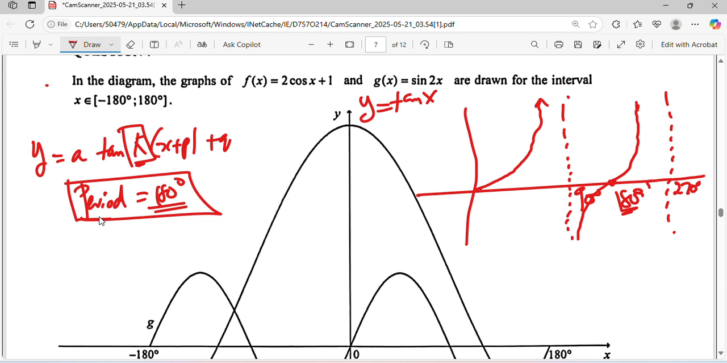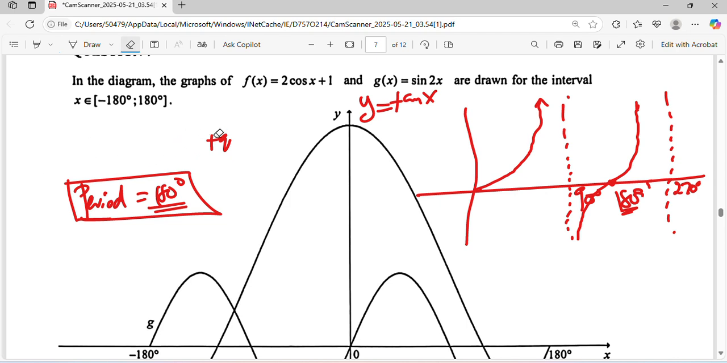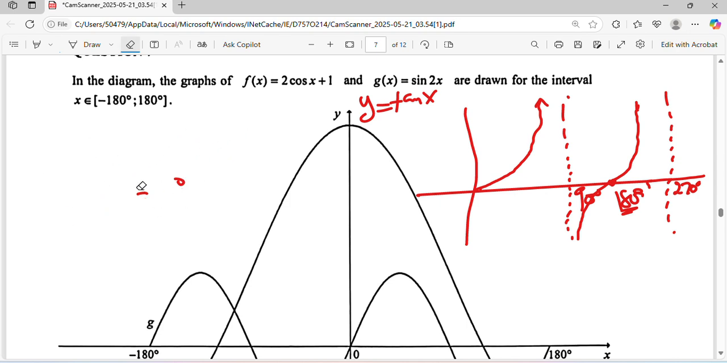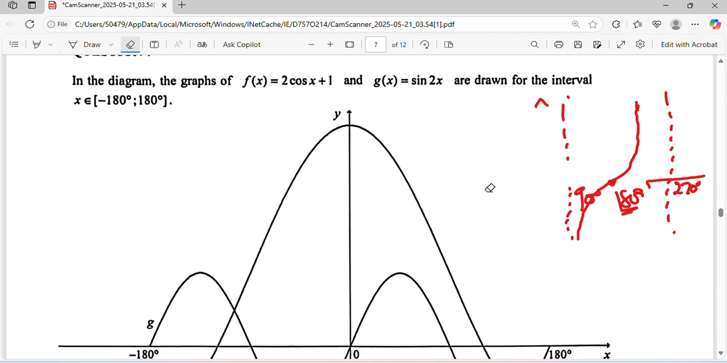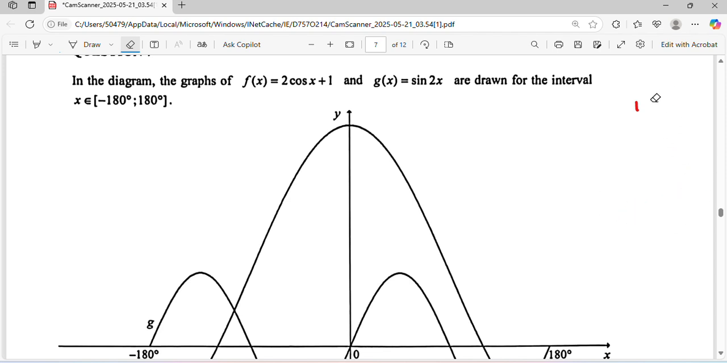Interesting. Now let's look at this question and try to apply what we just said. You also need to know how to interpret functions in general, because trig functions are functions themselves. So you have to know how to interpret functions in general. Okay, let's see what we have here.